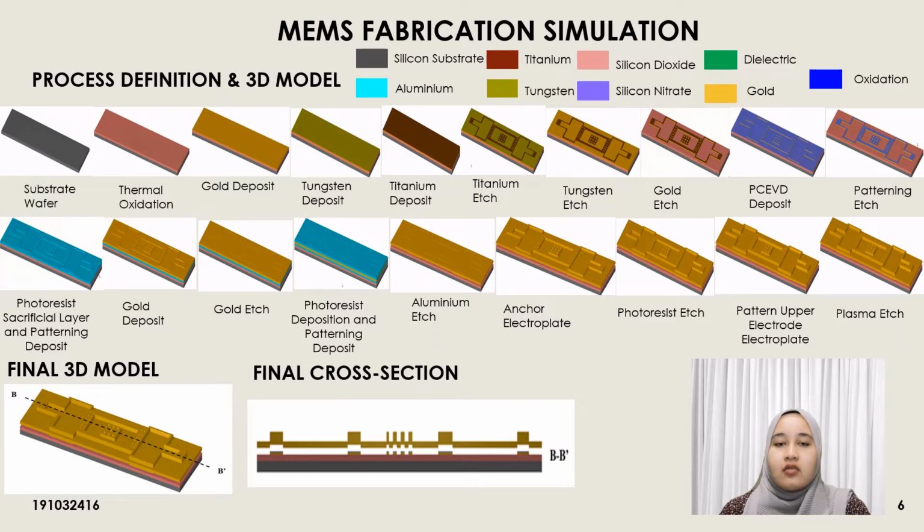Our design uses surface micromachining, where the etching of the sacrificial layer of titanium, tungsten, and gold produces the switch actuator. The type of boundary condition is fixed, also known as bridge, because the contact pads are joined in parallel to support the diaphragm. Referring to the figures of the final 3D model and final cross-section, the labels B and B-bar refer to the cross-section of the design.